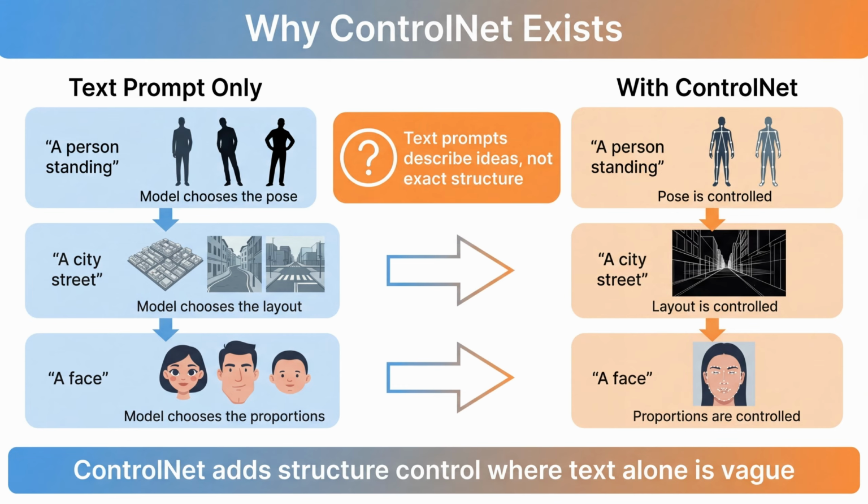Why ControlNet exists. Text prompts are powerful, but they are also vague. If you say a person standing, the model decides the pose. If you say a city street, the model decides the layout. If you say a face, the model decides the proportions. ControlNet exists for cases where you want more control.